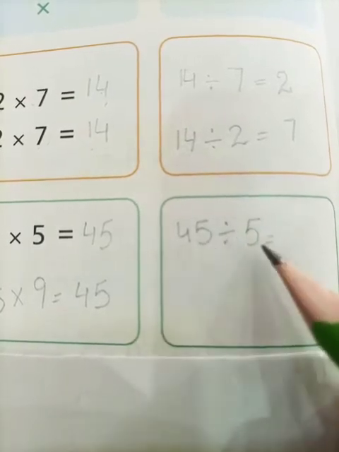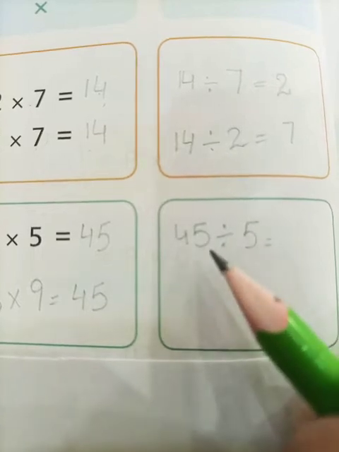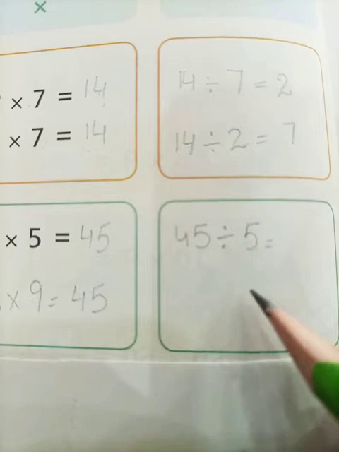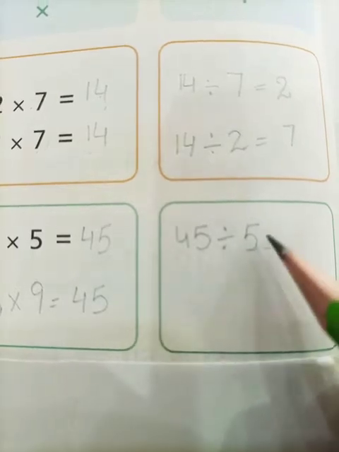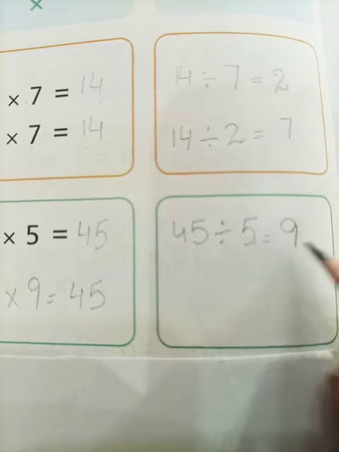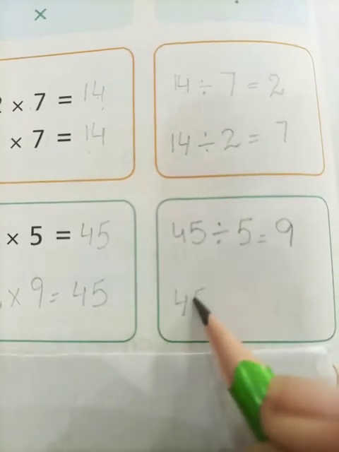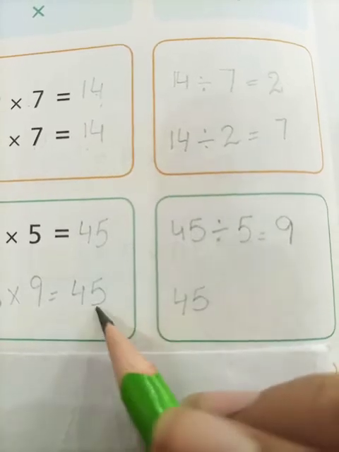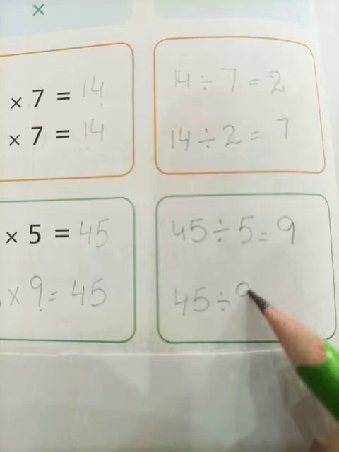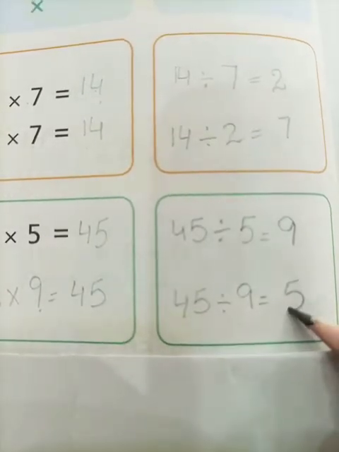5 1s are 5, 5 2s are 10, 5 3s are 15, 5 4s are 20, 5 5s are 25, 5 6s are 30, 5 7s are 35, 5 8s are 40, and 5 9s are 45. So our number is 9. Okay. Next we are going to divide our answer, that is 45, with the second digit, that is the 9. So students, 45 divided by 9, and our answer is 5.